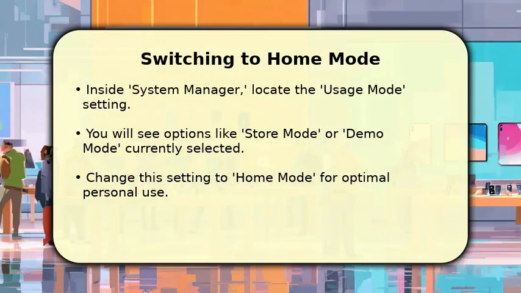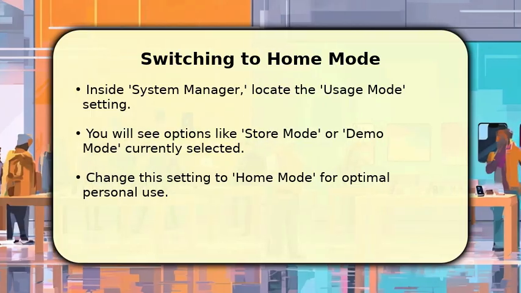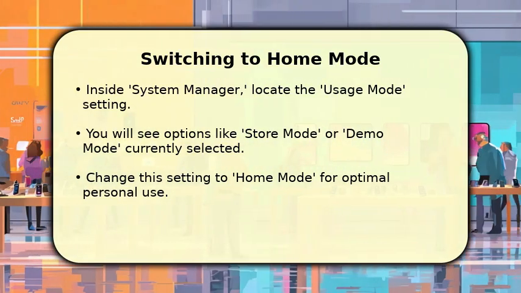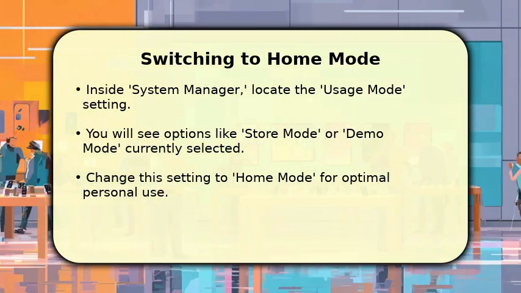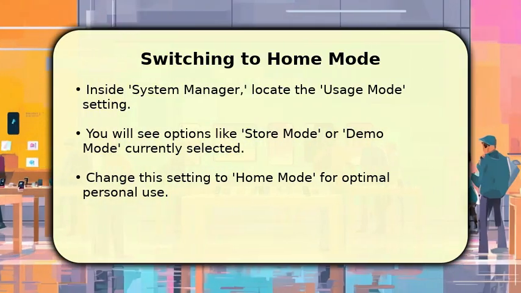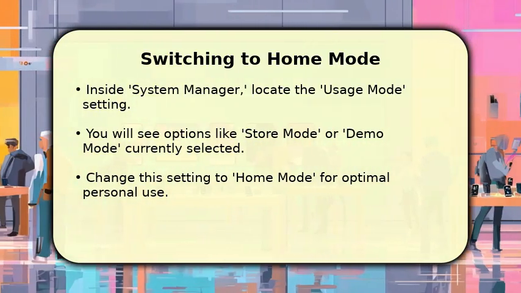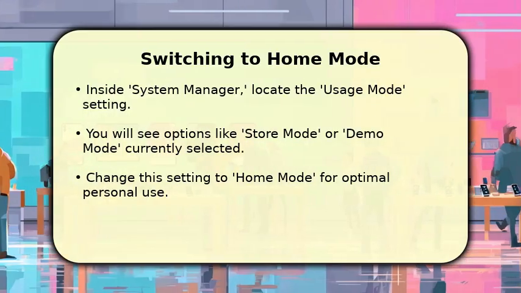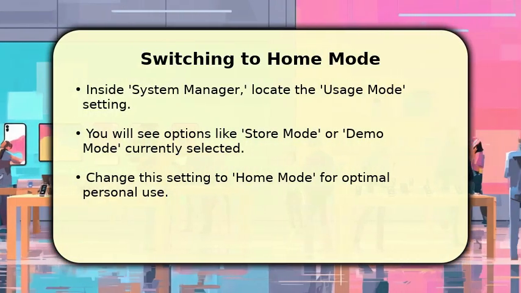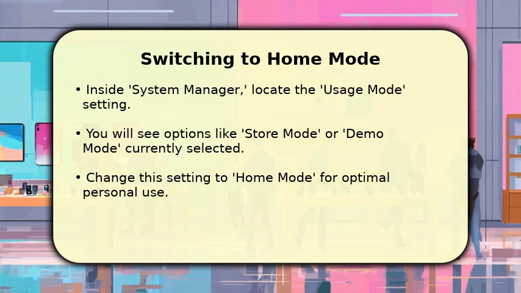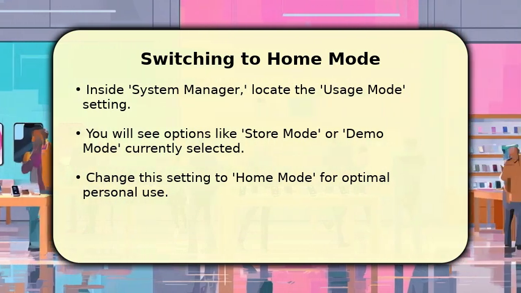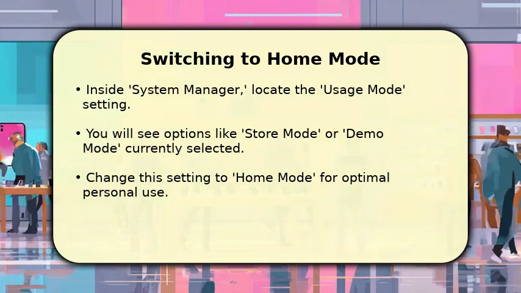Now, within the System Manager menu, you will clearly see the usage mode option. It will likely be set to Store mode, indicated on the screen. Select this option, and then choose Home mode from the available choices. This change immediately optimizes your television's picture and sound for a home environment, removing those bright, attention-grabbing retail settings.